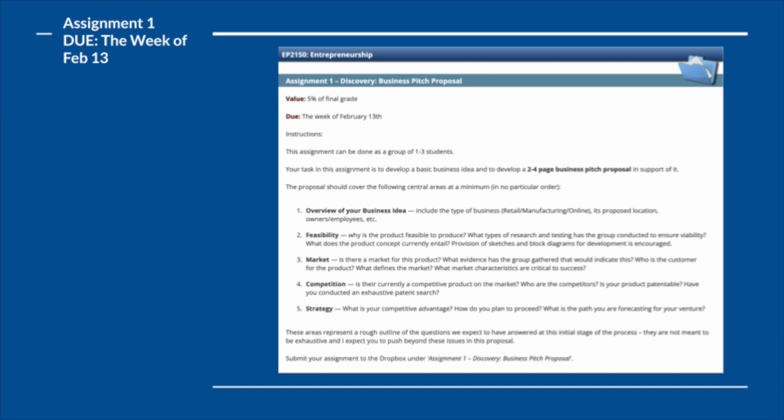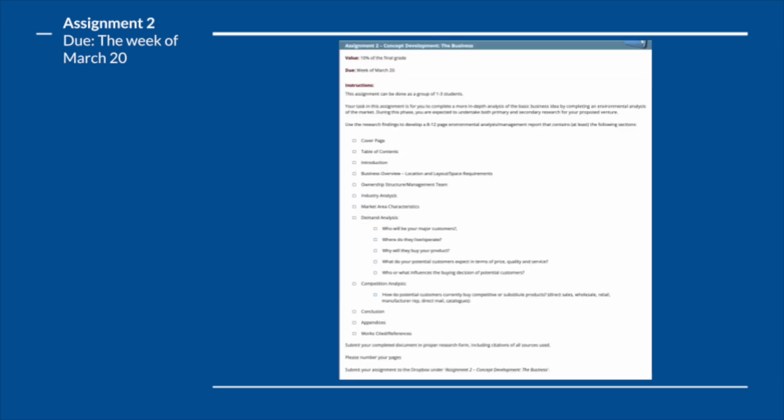Where is the competition? How valuable or how strong is the competition? And the strategy you're going to use in order to be able to achieve success in that marketplace. So these really represent the key areas that I want you to put into that assignment, okay? Those are the things that I'm going to be evaluating. Do you have those key components in there? It is due on February 13th, and it's worth 5%.